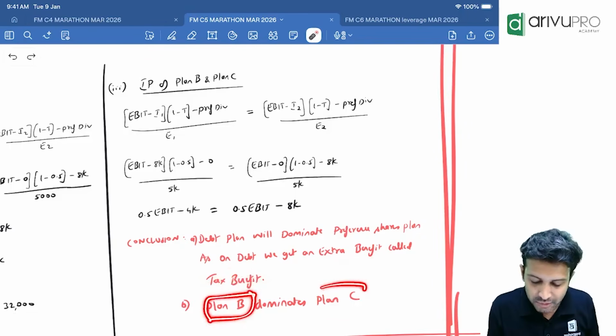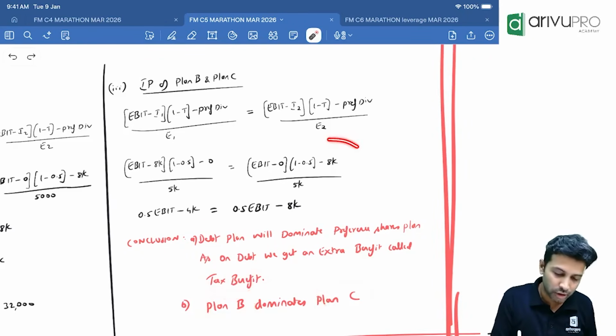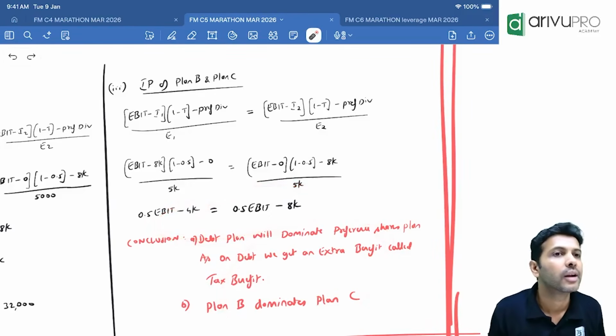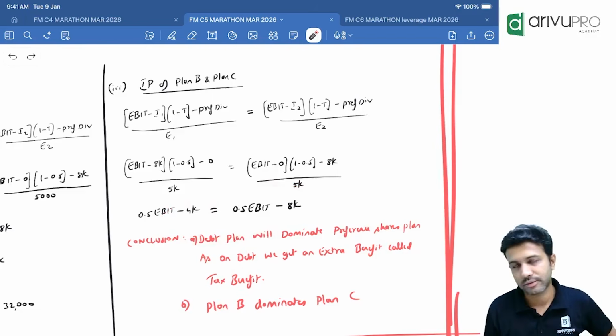Debt plan will dominate the preference shares plan because debt will get an extra benefit called tax benefit. Therefore, plan B will dominate plan C. You will not be able to solve it. Just leave it here and write these comments. That is what they asked. Clear? Got it.